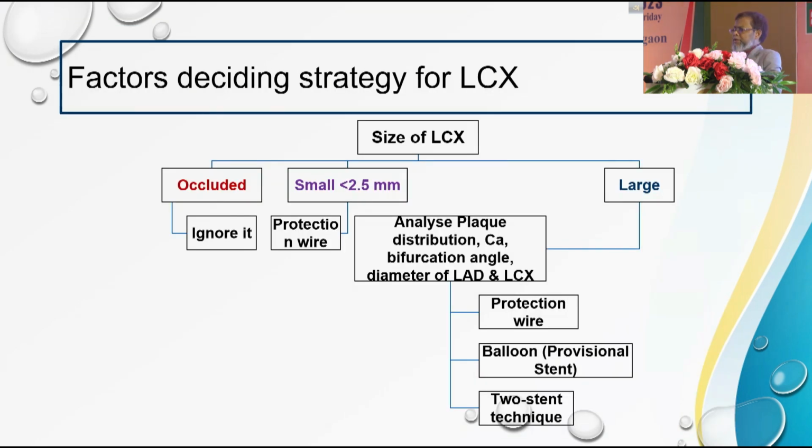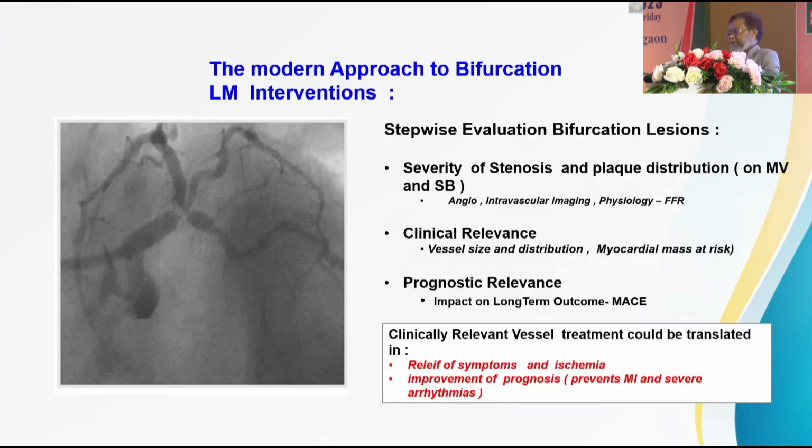Factors deciding strategy for LCX. As there is a bifurcation LM, first of all we look at the LCX, the size of the LCX. If it is totally occluded, forget about it, no matter. If it is less than 2.5 millimeter, try to protect with a wire. And if it is large, then analyze plaque distribution, calcification, bifurcation angle, diameter of LAD and LCX, and accordingly you may decide to have only a protection wire, jailed balloon, jailed wire, provisional stenting, or two-stent techniques.